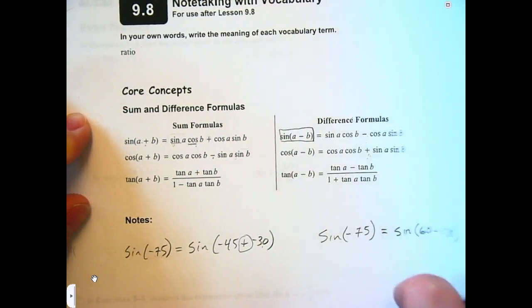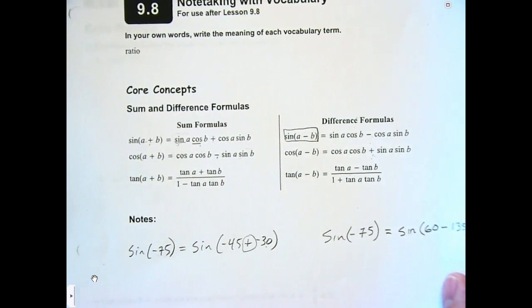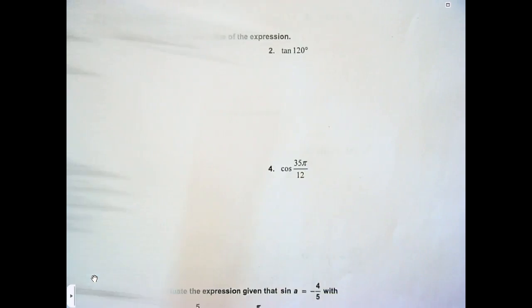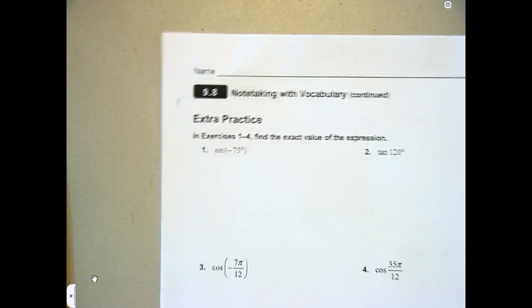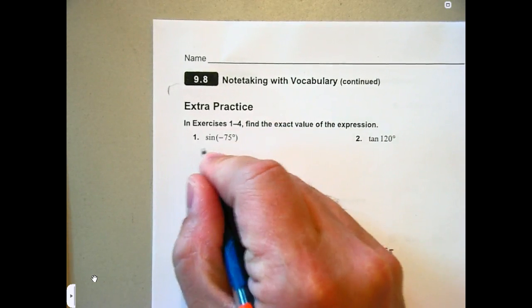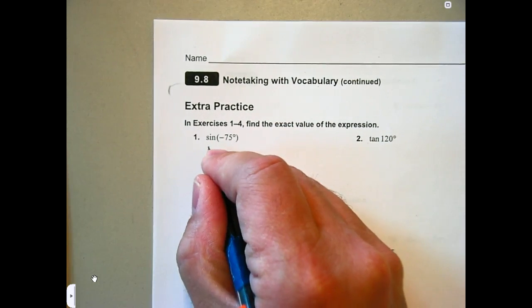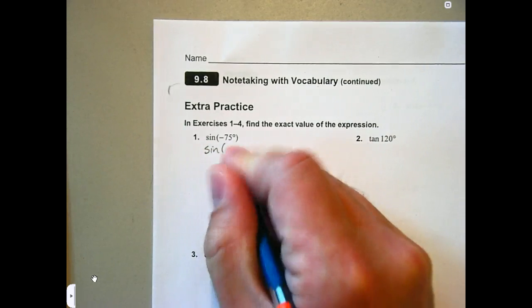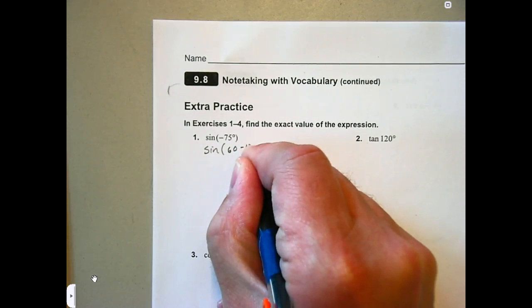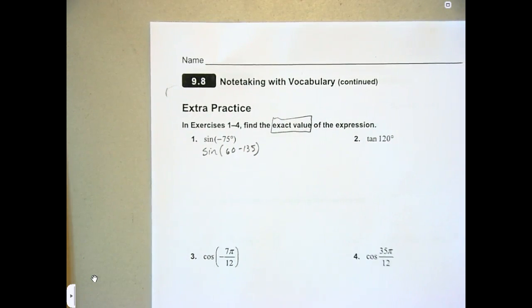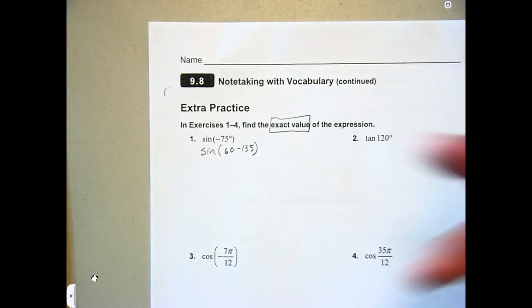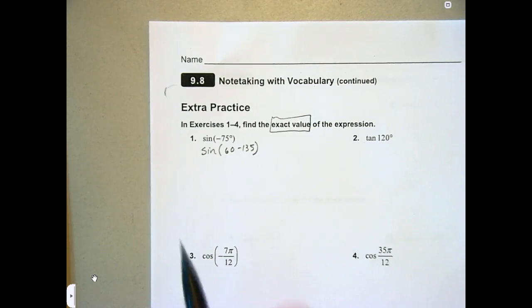So really that's the new piece today, is using those formulas. You're going to want to have these formulas handy when we do our assignment. So for instance, on page 280, number 1, negative 75, almost like we prepared. Let's go ahead and work one of those out. We said that that would be 60 minus 135 if we use the difference formula. Notice it says find the exact value. If it didn't say exact, you could just plug it into your calculator and find a rounded number. But it says exact, so we're going to apply our formula here.